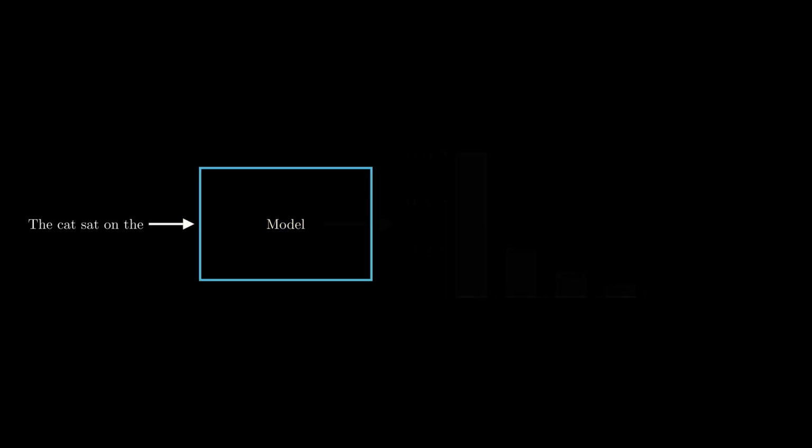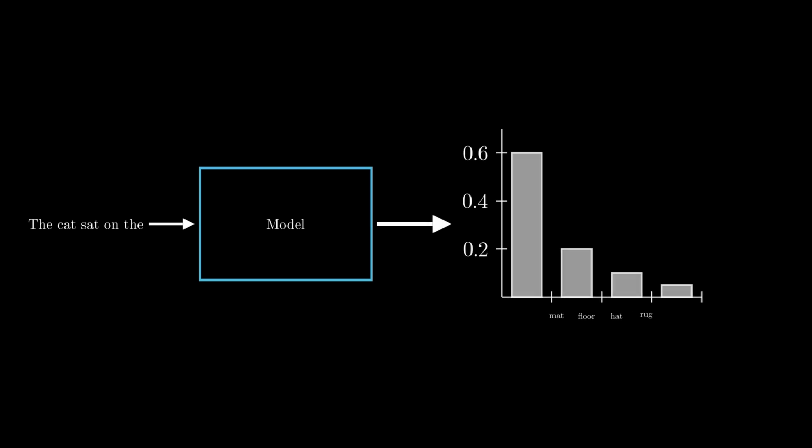Now, here's the crucial part. The model doesn't just spit out the one word it thinks is best. Instead, it considers thousands of possible words from its vocabulary and calculates a probability score for each one. The output is a full probability distribution. We can see here that Matt has a very high probability, around 60%. Floor is a reasonable alternative, with a 20% chance. Hat is less likely, but not impossible. The model has learned from reading trillions of words that, in this context, Matt is the most statistically likely follower.